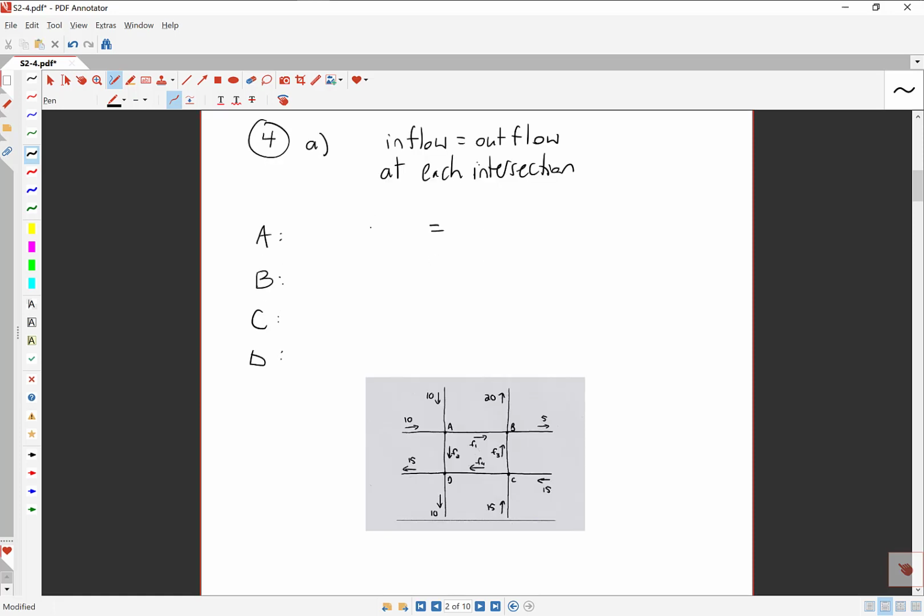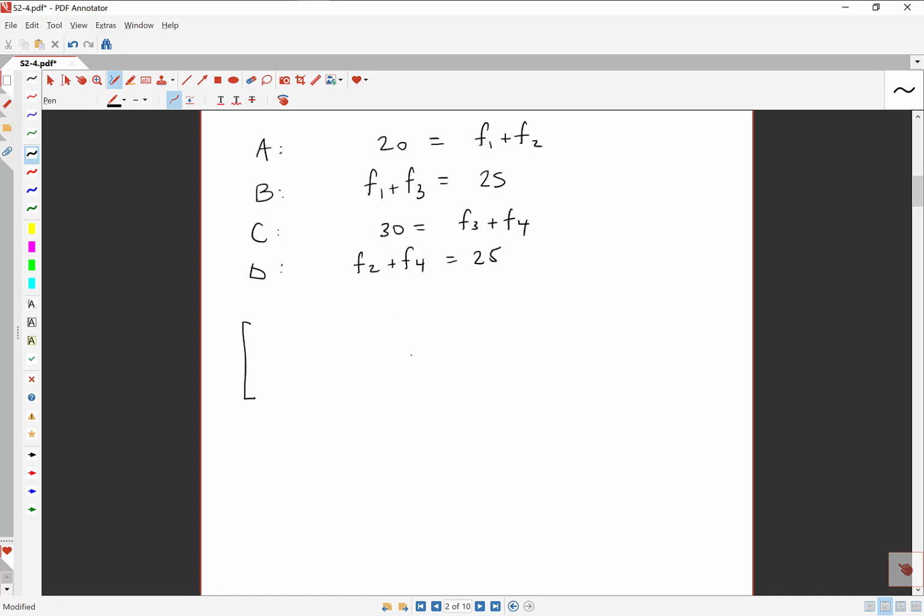All right, so let's set up our equations. So we're going to have 20 equals F1 plus F2 for intersection A. For B, we said it's going to be F1 plus F3 equals 25. For C, we've got 30 coming in, and that's going to equal F3 plus F4. And then for D coming in, we have F2 plus F4, and that's going to equal a total of 25. So we're going to put this into a matrix, and then we will put that matrix into our REF.